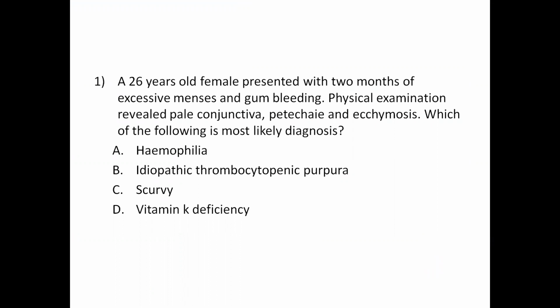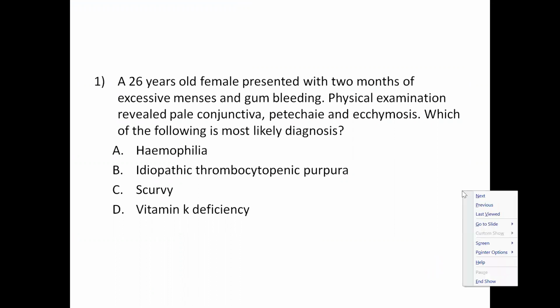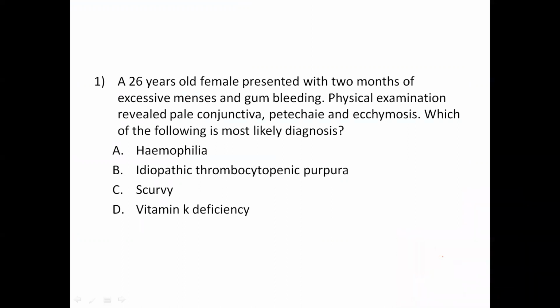A 26 years old female presented with 2 months of excessive menses and gum bleeding. Physical examination revealed pale conjunctiva, petechiae, ecchymosis. Which of the following is the most likely diagnosis? A. Hemophilia. B. Idiopathic thrombocytopenic purpura. C. Scurvy. D. Vitamin K deficiency. Please pause your video and have your answer.